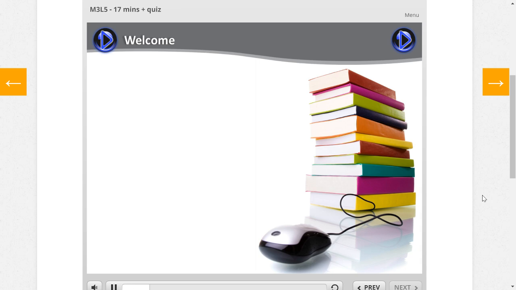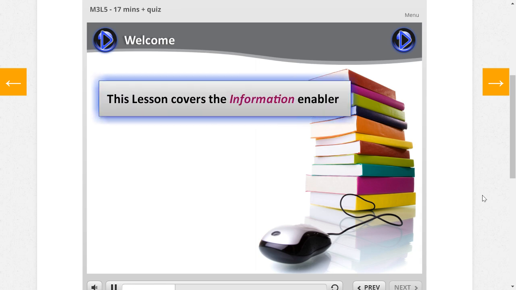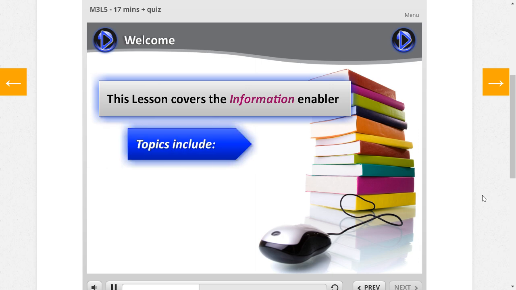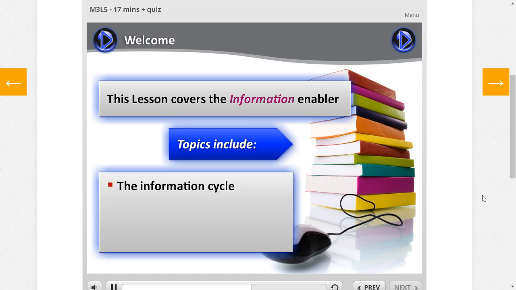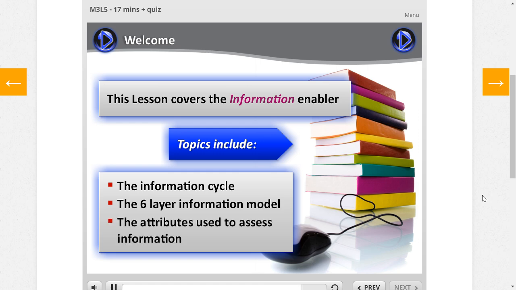Welcome to Module 3, Lesson 5, where you'll learn about the information enabler. In this lesson, we'll study a number of topics, including the information cycle, the 6-layer information model, and the attributes used to assess information.